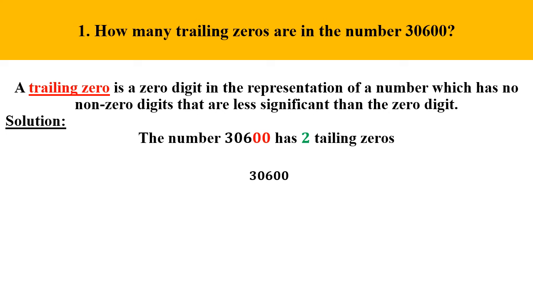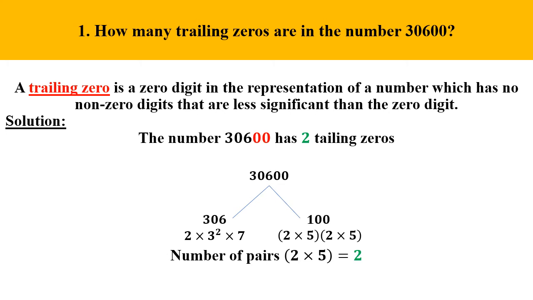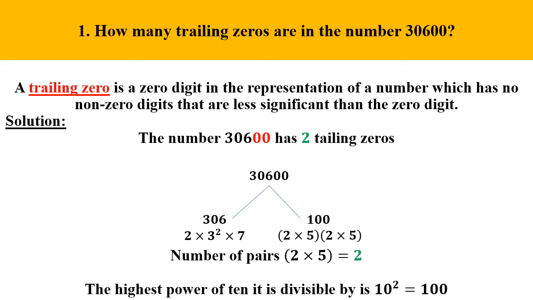To see another definition of this trailing zero, 30,600 can be factorized as 306 and 100. Again, 306 can be written as 2 into 3 square into 17, and 100 as 2 into 5 into 2 into 5. The number of pairs 2 into 5 is 2. So the highest power of 10 it is divisible by is 10 square, equal to 100. This is nothing but the actual concept behind these trailing zeros.